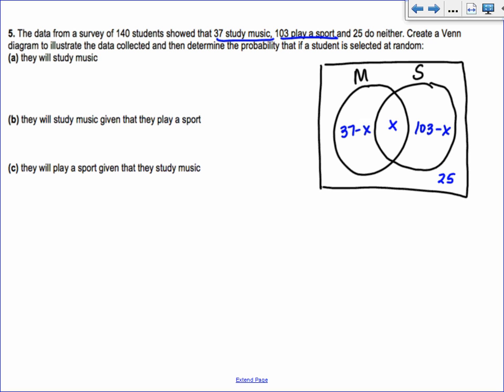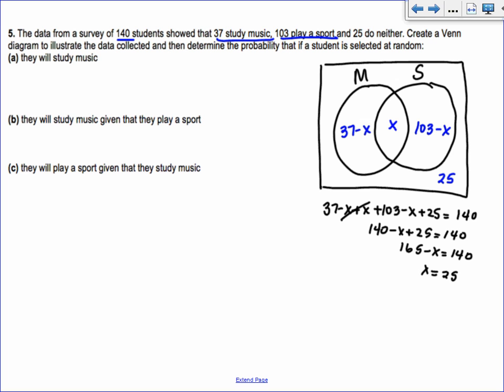So I can now create an equation because I know there's a total of 140 students. So I can say, 37 minus X plus 103 minus X plus 25 equals 140. And you can solve. So your minus X plus X goes away. I have 140 minus X plus 25 equals 140. So 165 minus X equals 140. So X is 25. So what I just found is the number that do both, right? So I have 25 in the middle.